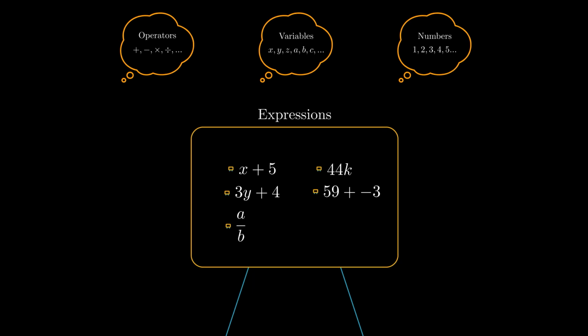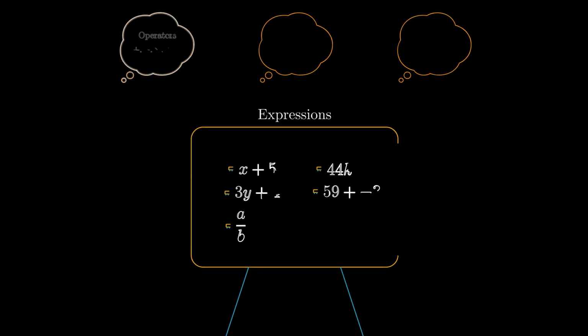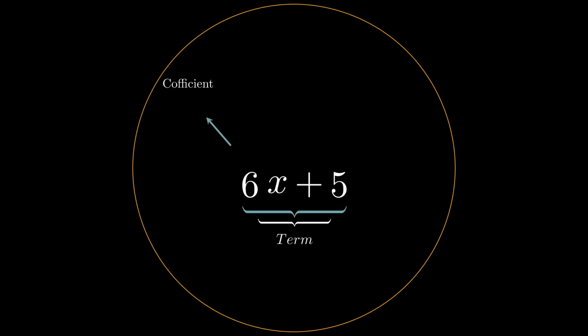Let's now see how to break down these expressions into terms and understand the role of each component. For example, let's take the expression 6x plus 5. In this expression, 6 is the coefficient. A coefficient is a number that is multiplied by a variable in an algebraic expression. It tells you how many times to count the variable. In this case, 6 is the coefficient of the variable x. So if x were to be 3, for example, the term 6x would be 6 times 3, which is 18.